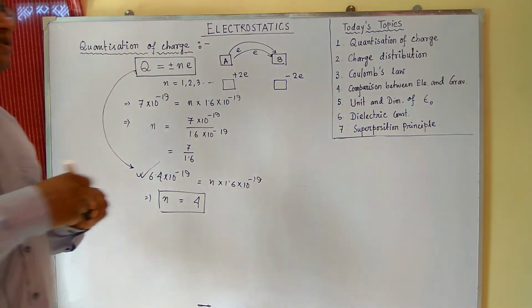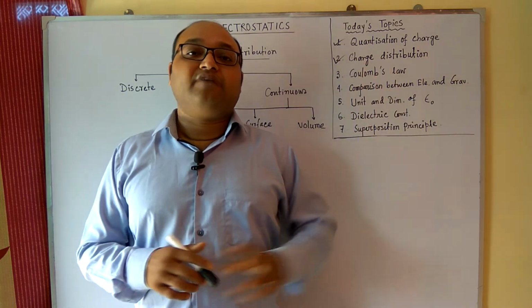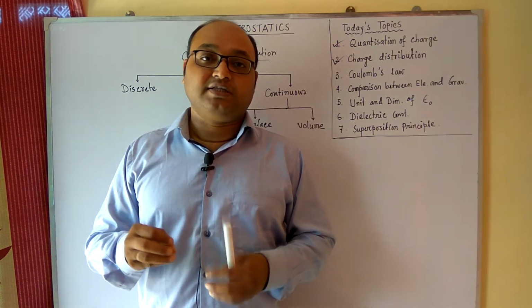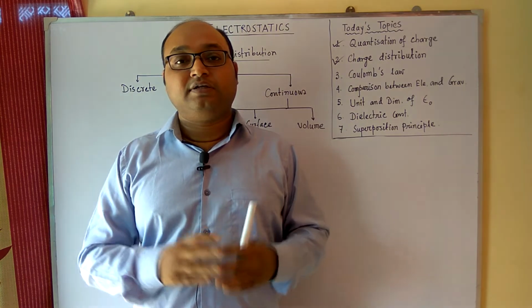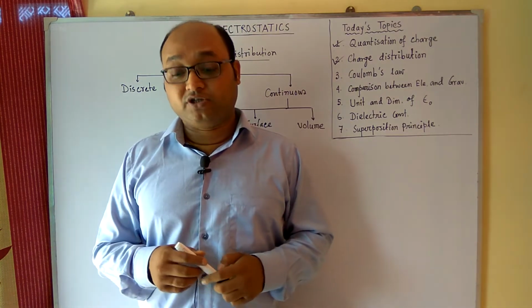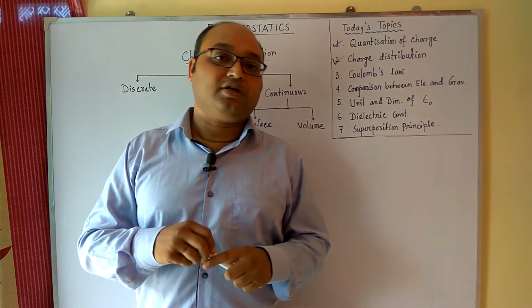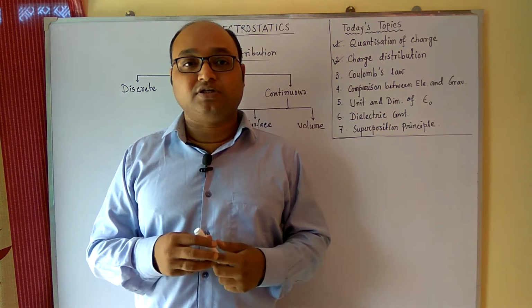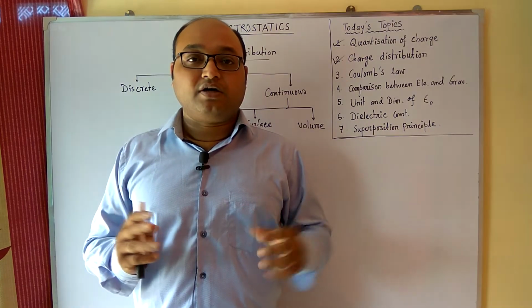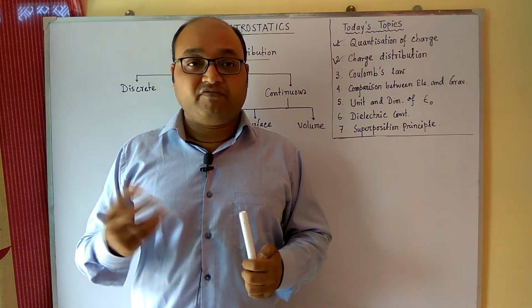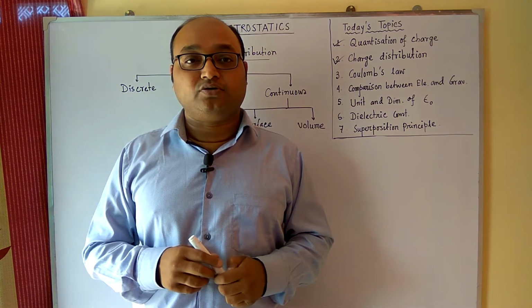Now let's come to the second topic. As in topic 1, consider the situation that some body is given some amount of charge, that may be either positive or negative, that has to be an integral multiple of electronic charge. Now what happens when you have given some amount of charge to a body? The charge will be distributed in that body. That distribution can occur in a continuous way, but it can also be distributed in a discrete way.